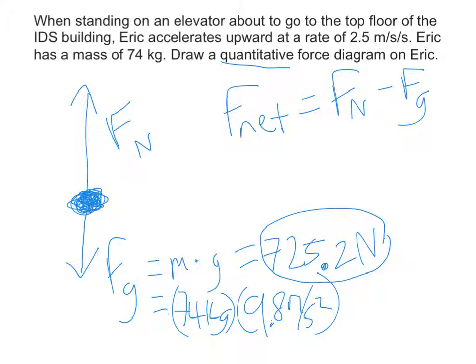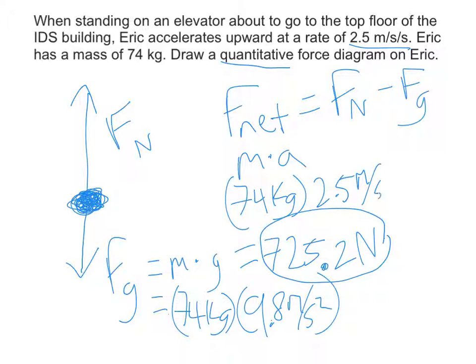We can find the net force by doing mass times acceleration, the acceleration of the object. So again, it'll be 74 kilograms times the acceleration, which is 2.5 meters per second squared, meters per second each second. So do 74 times 2.5, and we get 185 newtons.